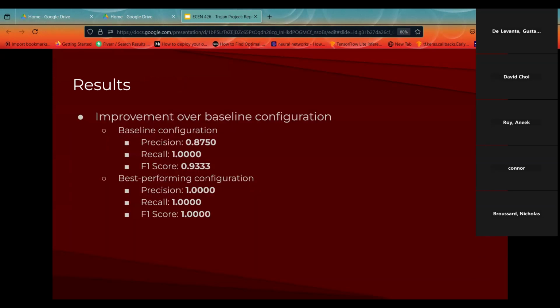All right, so here we can see the results with the optimized GNN. We got a precision of 100, a recall of 100, and an F1 of 100, so we get the right results every time. Of course, this is an improvement over the baseline of 87.50 precision, a recall of 100, and an F1 score of 93%.